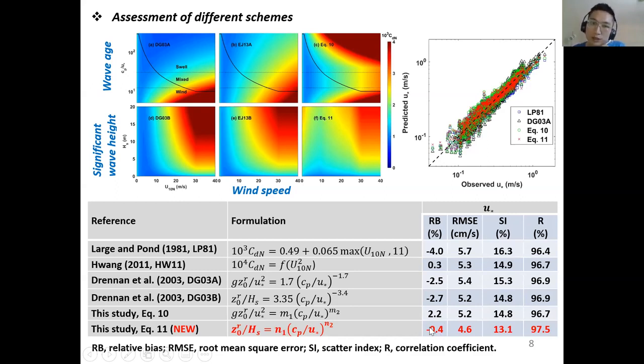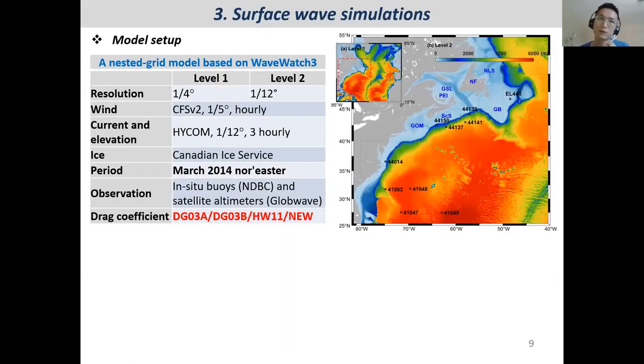So the reason for the good performance is that it shows the effect of waves on the drag coefficient. And then to further assess the performance of different schemes for the drag coefficient, we have several different schemes implemented into a nested grid ocean surface wave model for the Northwest Atlantic, based on the wave model WAVEWATCH III.